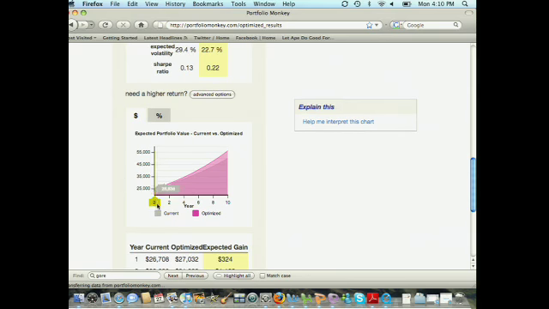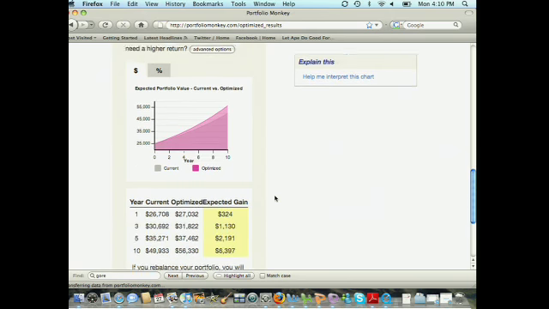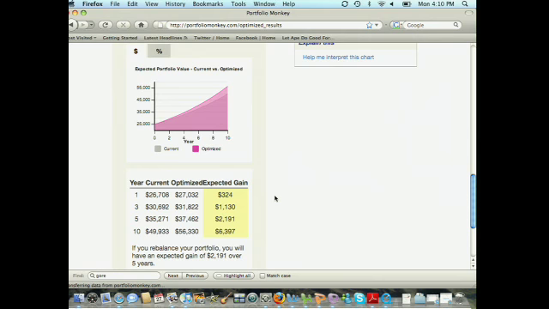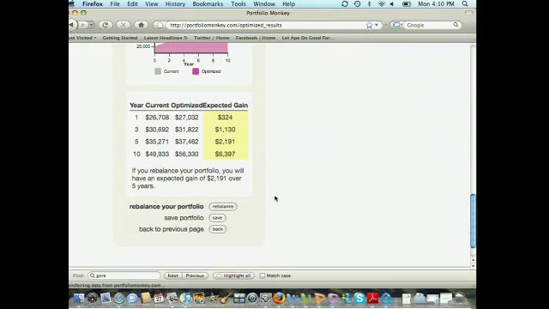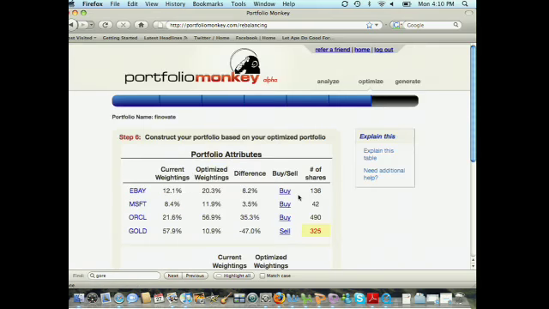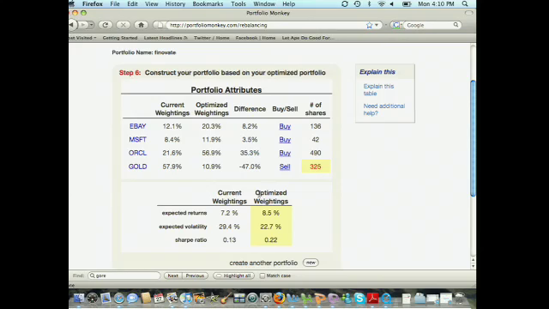This graph below tells me over time what my projected portfolio value is. So over 10 years, I can expect to gain an additional $6,000 if I optimize. Hitting rebalance tells me exactly how many shares to buy and sell of each of the stocks in my portfolio to achieve the optimal portfolio. This is a great lead generation potential for our partners.